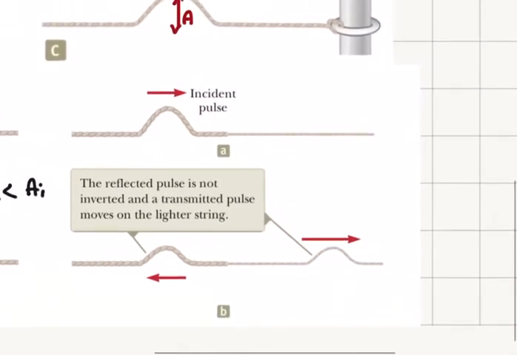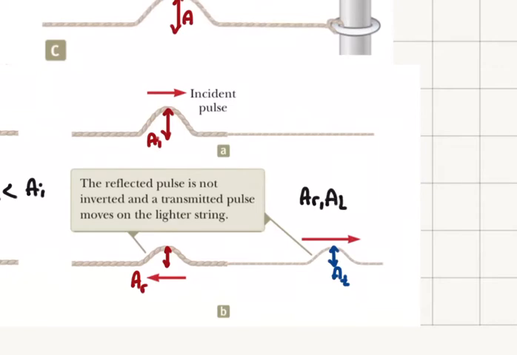Now, if I look at a pulse that is traveling from the heavy string to the light string with an incident amplitude A sub i here, I will find that it will partially reflect and partially transmit, and the reflected pulse will have an amplitude smaller than the transmitted pulse, and the transmitted pulse is also coming out with a smaller amplitude, but it is not inverted. So A sub r and A sub t are both less than the incident amplitude.